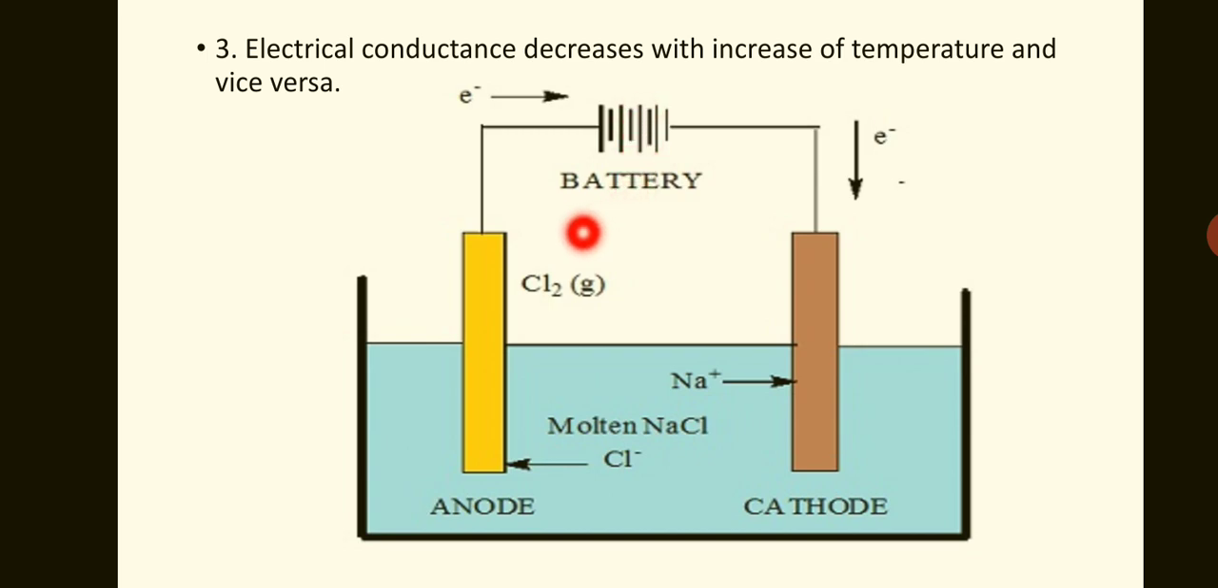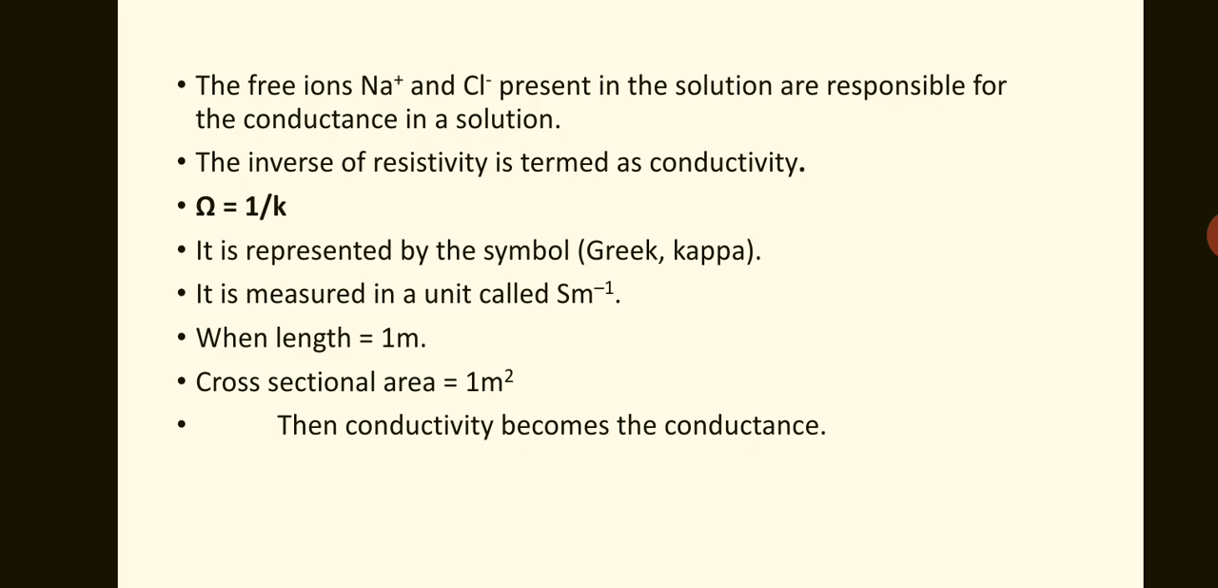So this is the electrolytic cell for you, and the e minus direction shows the flow of electrons, and the direction of the current is always opposite to the flow of electrons. The free ions Na plus and Cl minus present in the solution are responsible for the electrical conductance in a solution.